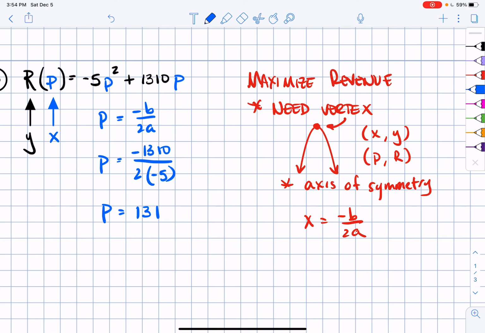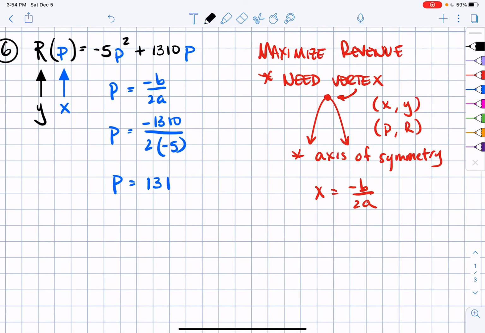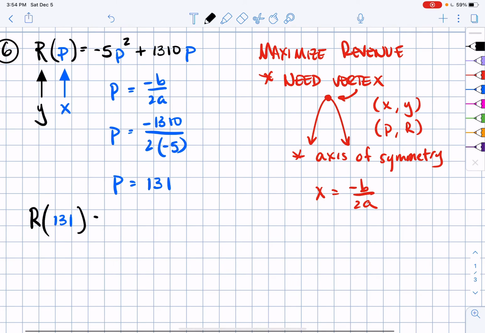But the question is going to say, if the manufacturer sets the price P to maximize revenue, what is the maximum revenue, right? So it wants to know what the revenue is. In order to find what the revenue is, I'm going to find R of 131. That's what I want to actually find. So let's replace all the P's with 131.